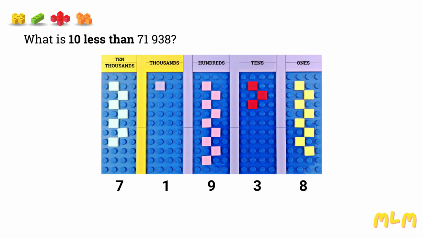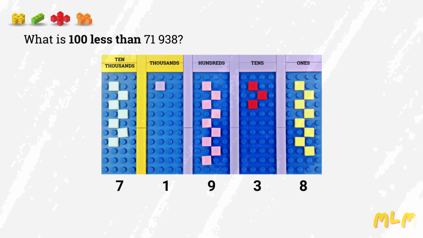Let's have more examples. Study the LEGO dots found on each column. What is 10 less than 71,938? Let's take away one LEGO dot from the tens column. 10 less than 71,938 is 71,928.